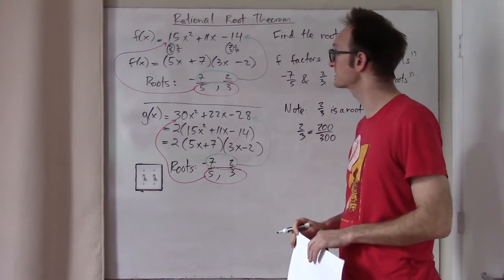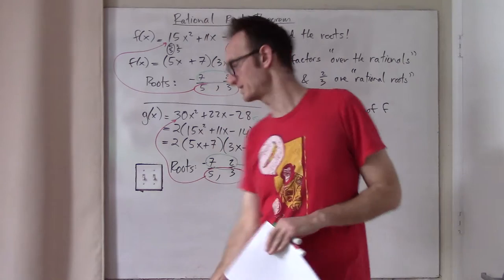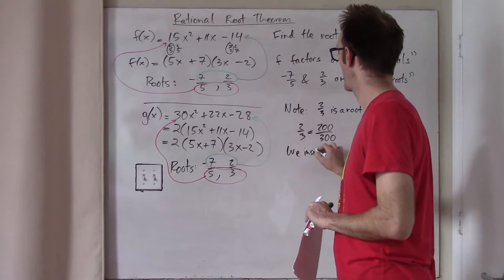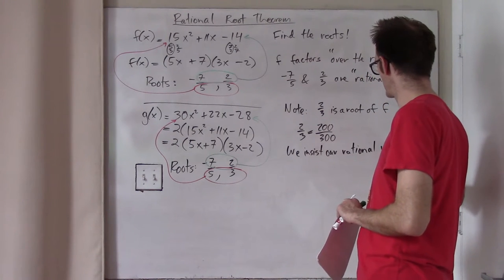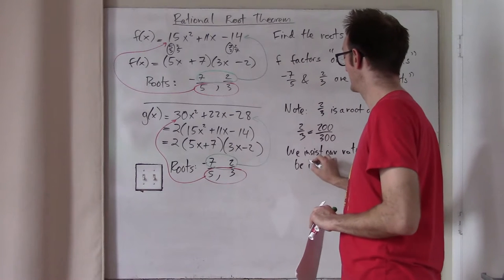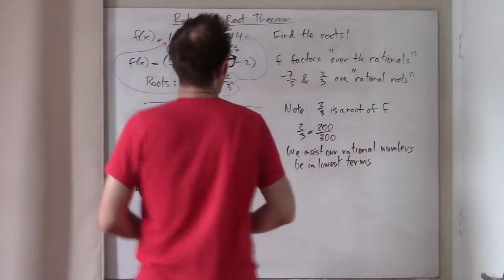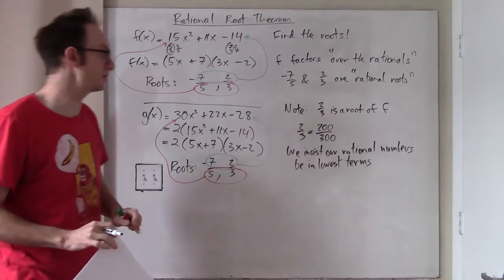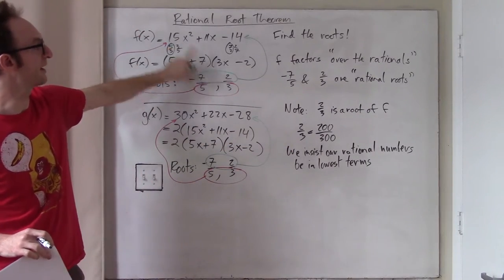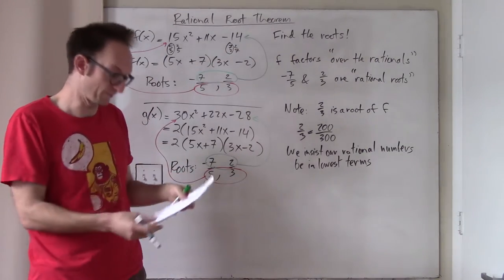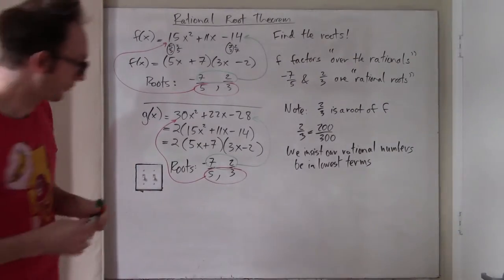So in order for this theorem, or this observation, to make any sense, we insist that our rational numbers be in lowest terms. If a polynomial has rational roots, then by putting that rational root in lowest terms, we have this observation that the denominator bears some relationship to the leading coefficient of the polynomial, and the numerator bears some relationship to the constant term. Okay, good. So this was the warm-up.